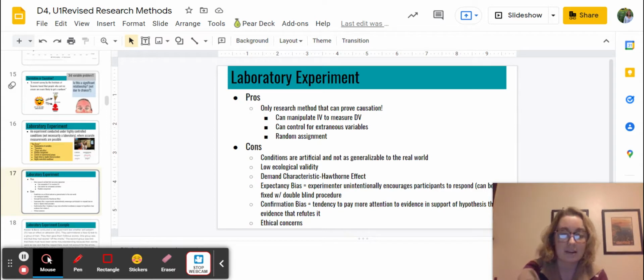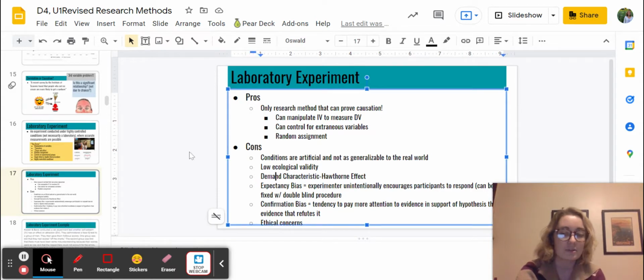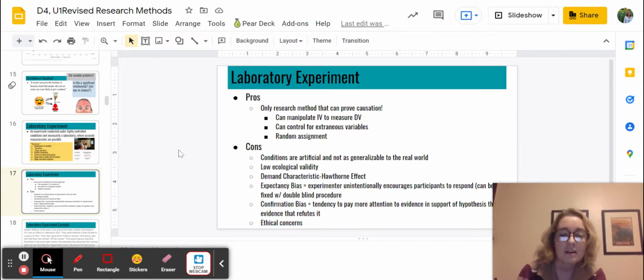And this is what demand characteristics is, or the Hawthorne effect, in that you might guess what the experimenter wants and act like that. You're just trying to please the researcher. You might try and guess what the experiment is and act accordingly. You're trying to act a certain way, which isn't how you'd normally act.